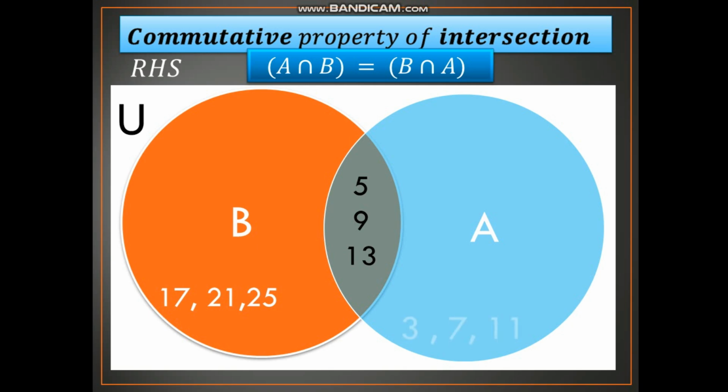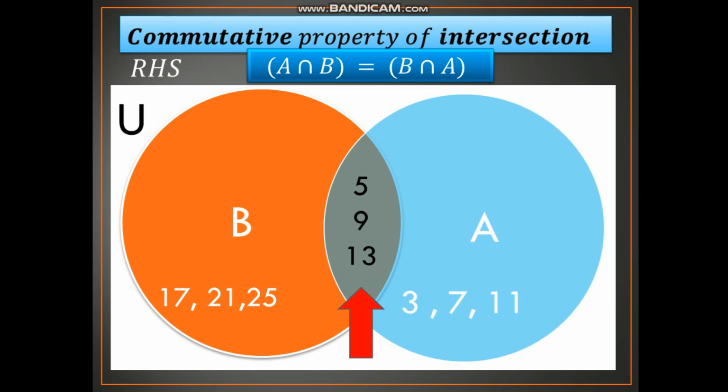These are the non-common elements of set A. But our answer is 5, 9 and 13. The common portion is our answer. So this shaded portion, in gray color, is our required answer. As you see, the previous one also has the portion 5, 9, 13, and the right hand side also has the portion 5, 9, 13. The left and the right both have the same portion. So this is the commutative property of intersection.